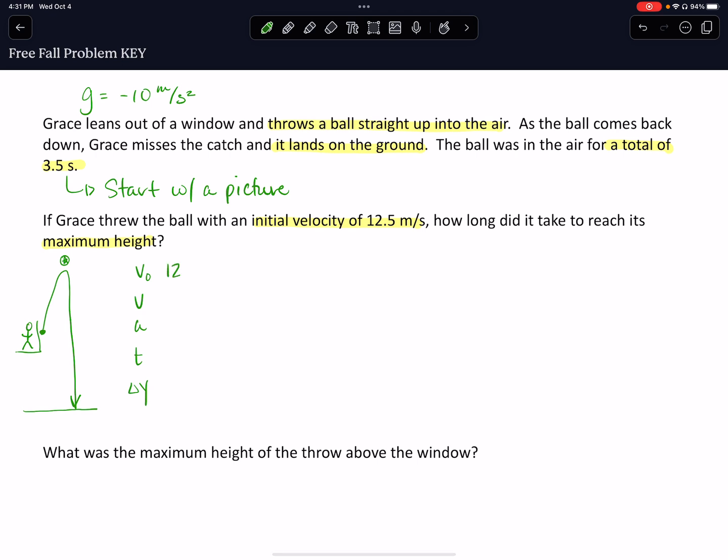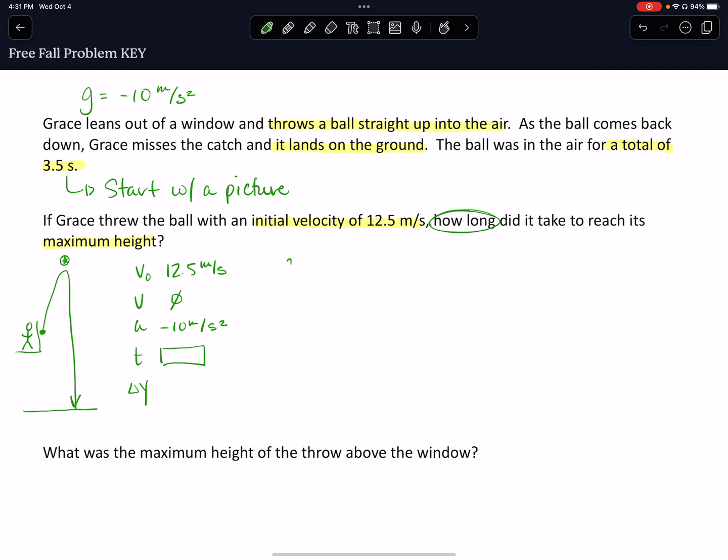The problem gives me the initial velocity of 12.5 meters per second, and I know that gravity is always a constant, and since we're using negative 10, we'll list that there. Now I know the time, but the time is for the entire throw, so that's not useful here, and that's what the question asks us to find anyway. So here's our unknown, which means I must either know the displacement or the final velocity. At maximum height, the velocity should be 0, so V final is going to be 0 here.